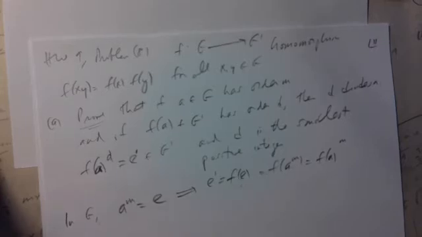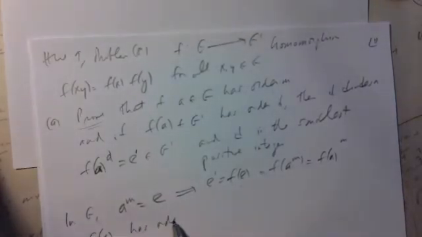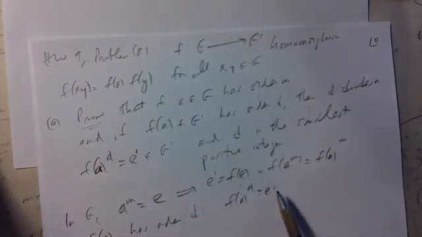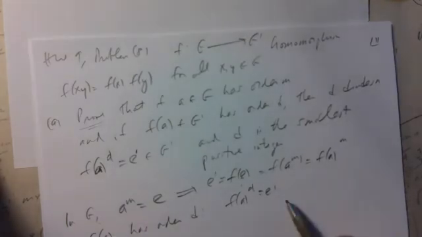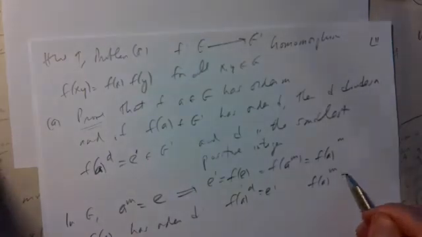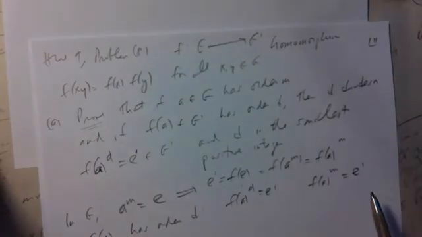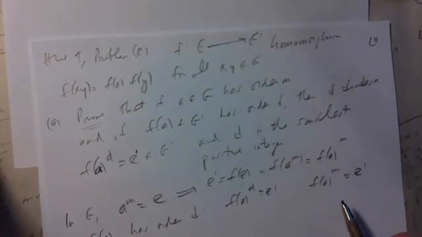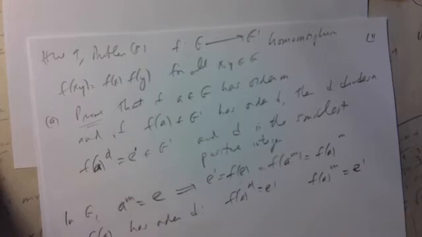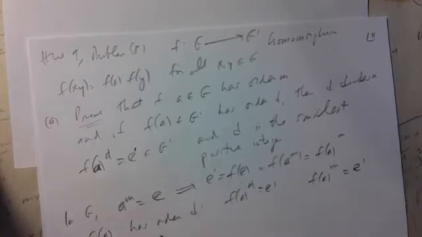So what do we know? We know that f of A has order d, so f of A to the d is E prime, and f of A to the m is also equal to E prime. But there's a lemma I can prove in general, or I can prove it in this case, but let me just prove it in general. So this is a fact about orders.